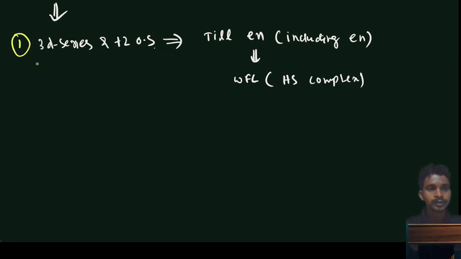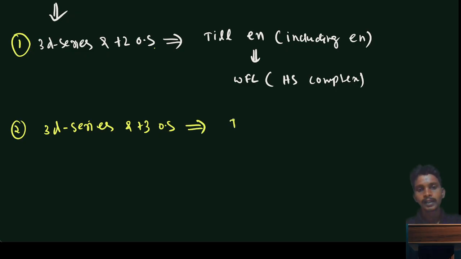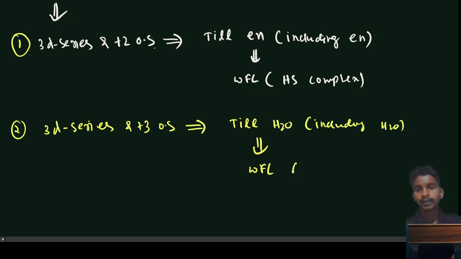And the second point is the 3D series and +3 oxidation state. Then you look till water, including water. Till means including water, just as till en means including en. So here they are weak field ligands and high spin complexes will happen. And for this case there is an exception.